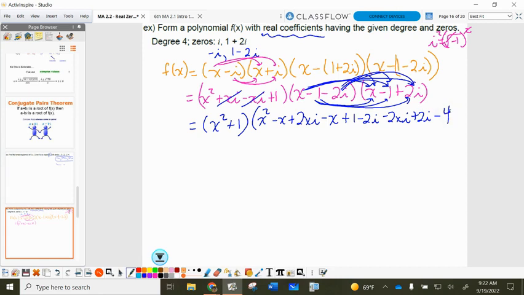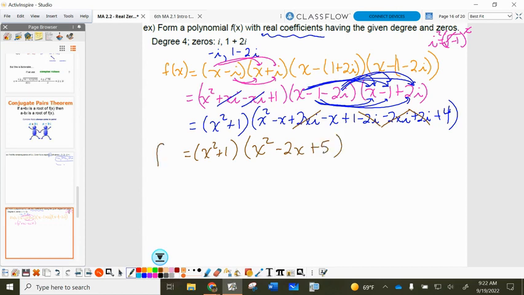Negative 4i squared. And we said i squared was negative 1. So negative 4 times negative 1 is going to be positive 4. Okay, and let's see if that cleans up. So we've got our x squared plus 1. And then what do we have? 2xi and negative 2xi, negative 2i and positive 2i. Okay, so that gives me x squared minus 2x plus 5.